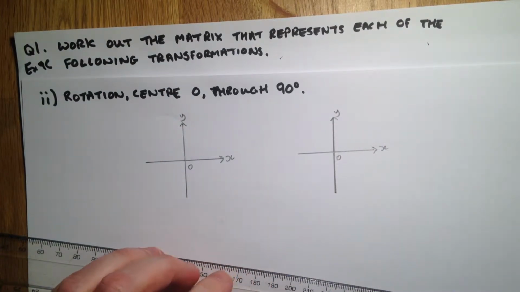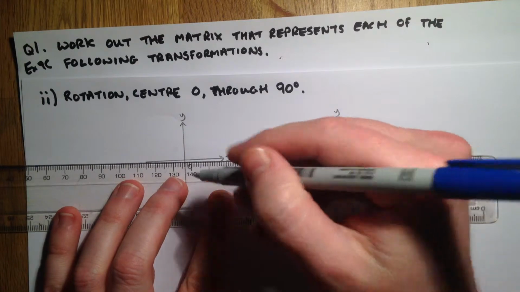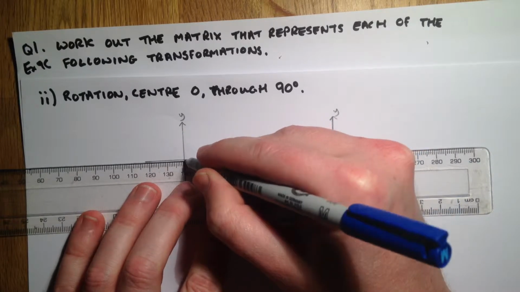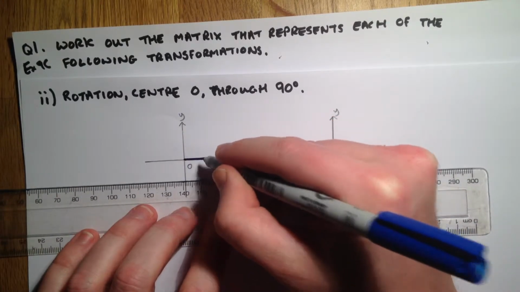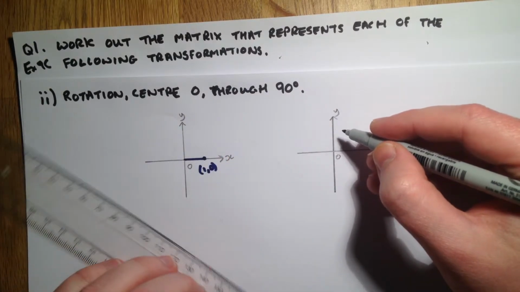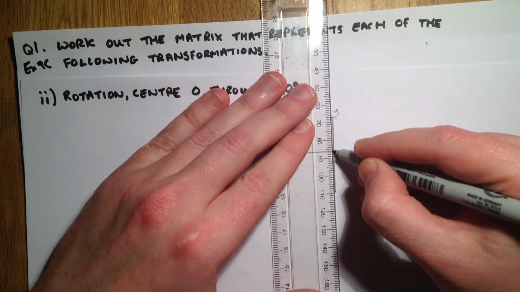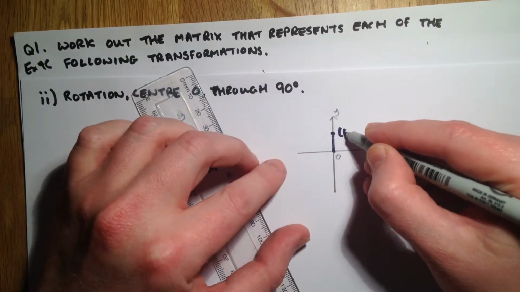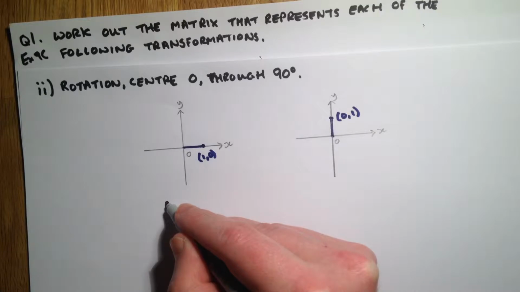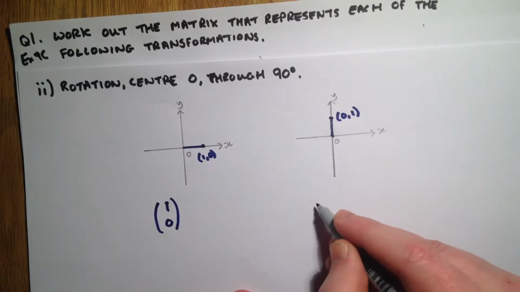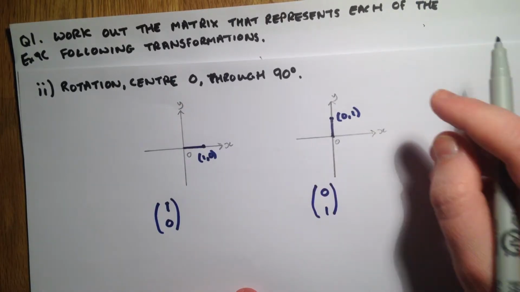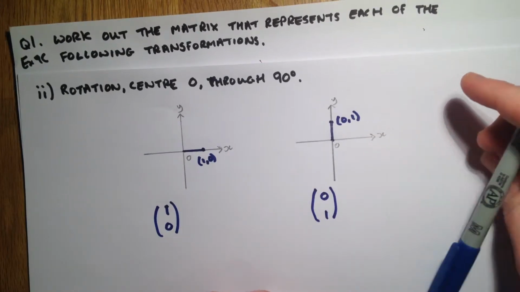and then we draw on our two initial vectors. So the first one is our 1, 0, and that gives us the coordinate 1, 0 there, and the second one is going to be 0, 1. So those vectors are 1, 0 and 0, 1.